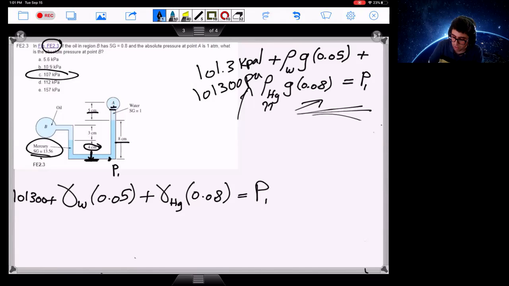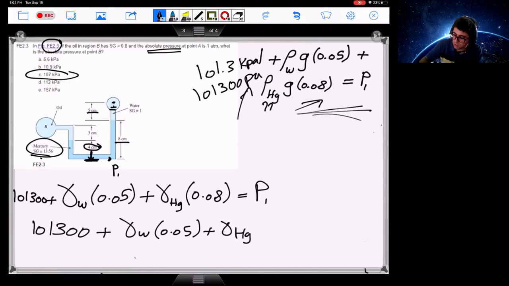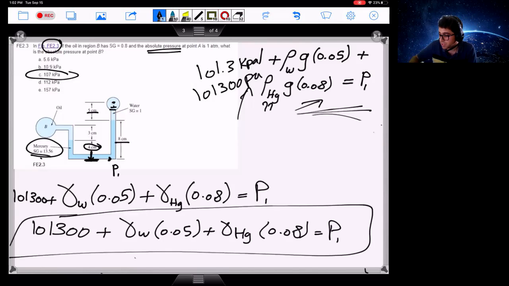So the formula should be like this. You're moving from point A to P1. You have pressure at point A. If it's gauge pressure, it's going to be 0, because you're using gauge pressure. But make sure you follow what the problem is asking. The problem is telling you absolute pressure. So at point A we have 1 atm, so it's 101,300 pascals plus gamma water times h, plus gamma Hg times h, and that's equal to P1.